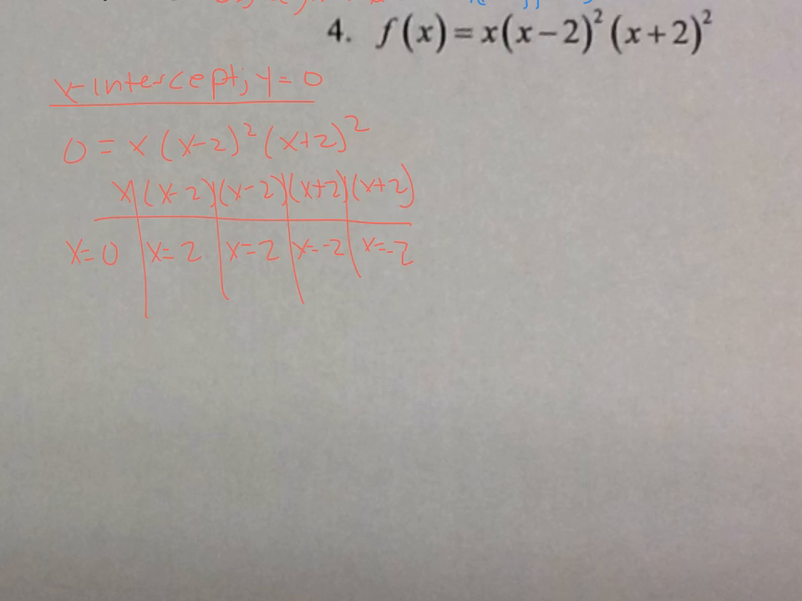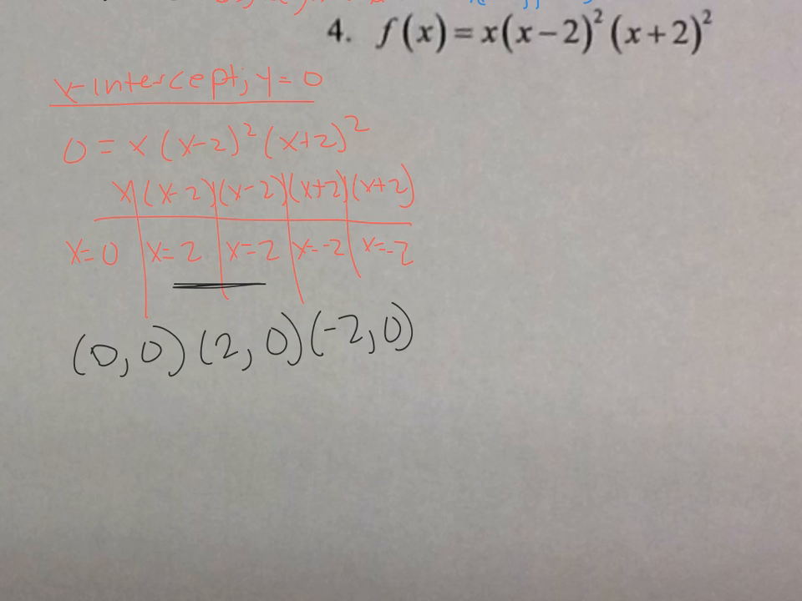All right, so my intercepts are when x is 0, my y value is 0. When x is 2, my y value is 0. I don't need to write this twice, just once. And when x is negative 2, my y value is 0. And same thing, I don't need to write that twice. All right, so those are my x-intercepts.